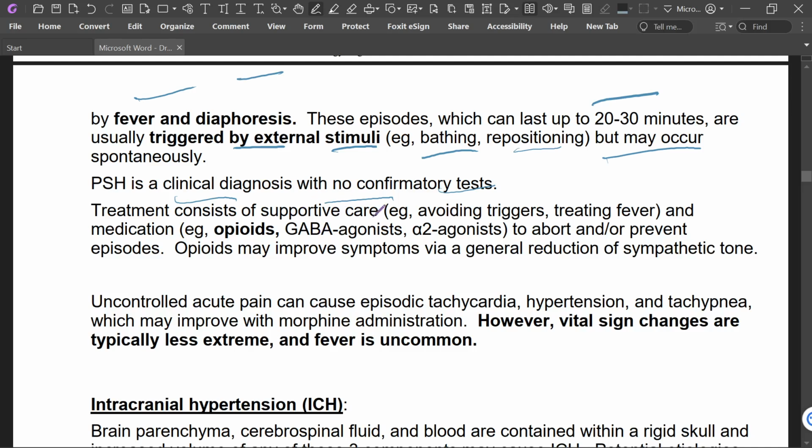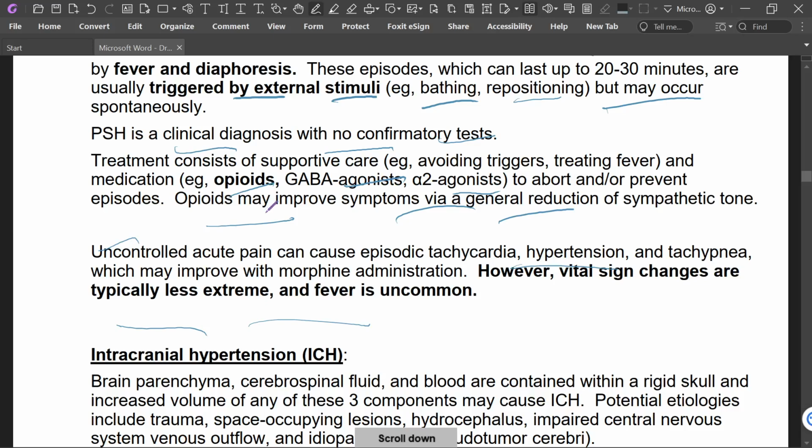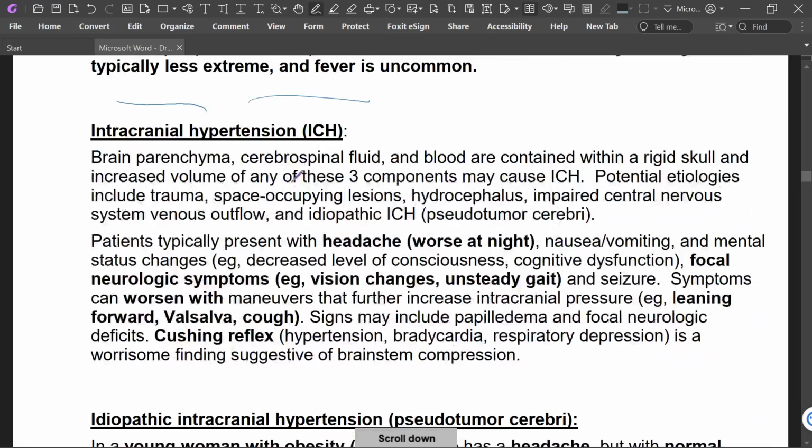Treatment consists of supportive care, avoiding triggers, treating fever, and medications such as opioids, GABA agents and alpha 2 agonists to abort or to prevent episodes. Opioids may improve symptoms via general reduction. However, vital sign changes are typically less extreme and fever is uncommon. Then the next topic, intracranial hypertension.